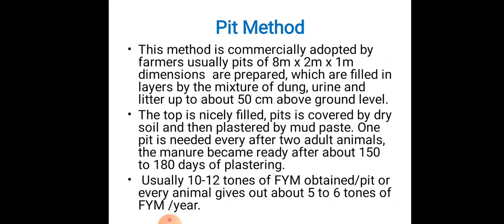Usually 10 to 12 tons of FIM is obtained per pit. Here the facility for urine absorption or urine storage is there. So pit method is most profitable as compared to heap method. So pit method is most important.